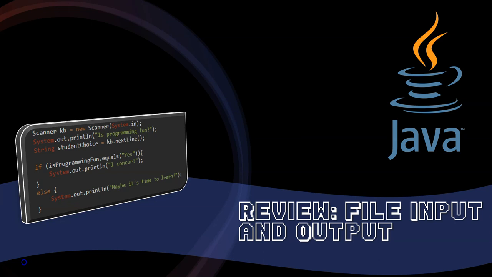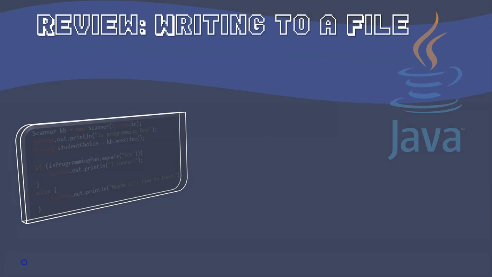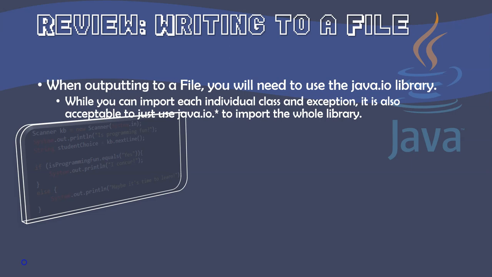But before we get to any of that, let's go ahead and first review some of our key concepts that we had in our previous course, starting with file input and output. So just as a review, when we are writing to a file, the key thing to remember is that we have to use the java.io library. And while we can import each individual class that we need and the appropriate exceptions, it is also acceptable that we can just use java.io to import the entire library that we need.